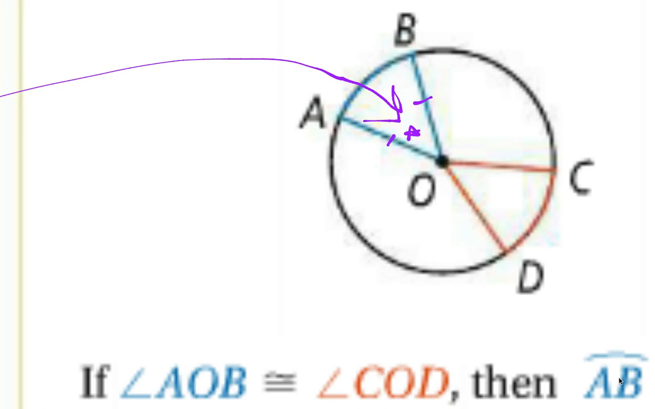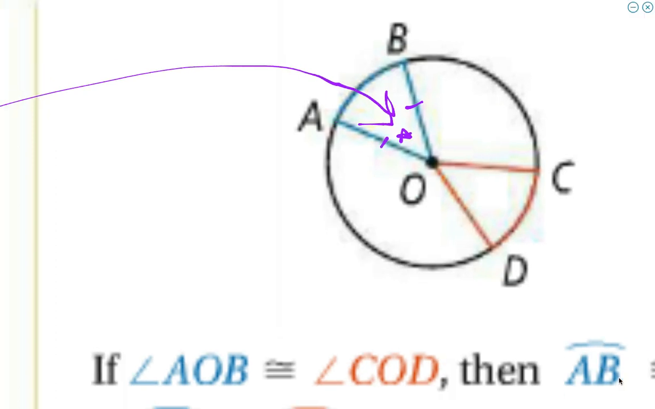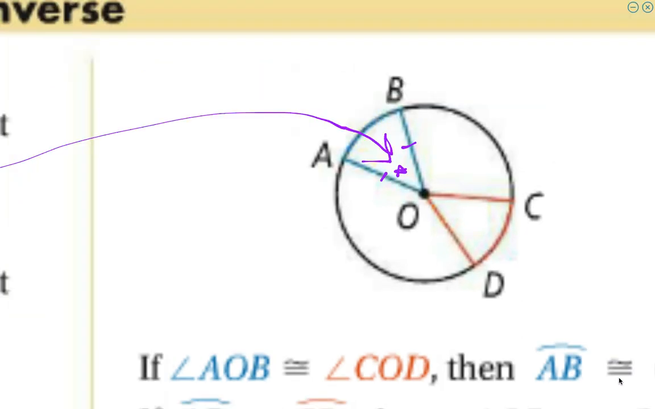You can already picture, if I draw a chord like that, we have an isosceles triangle. That will pop up. What this is saying is if you have congruent central angles, then you're going to have congruent arcs. If these are congruent, they're not vertical angles. They don't share opposite rays. Then these arcs are going to be the same.